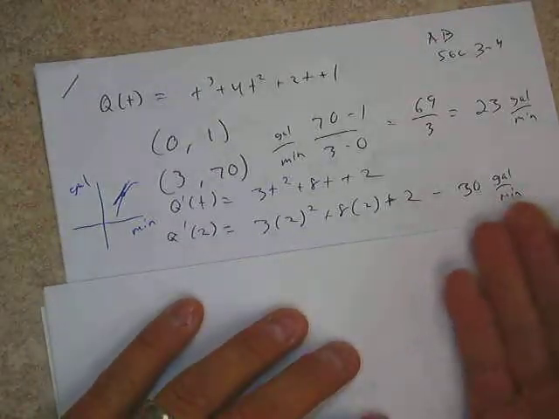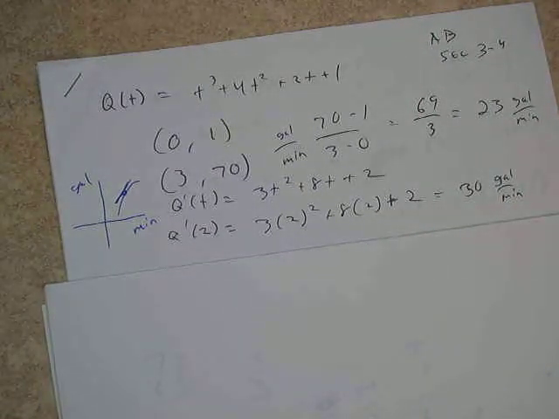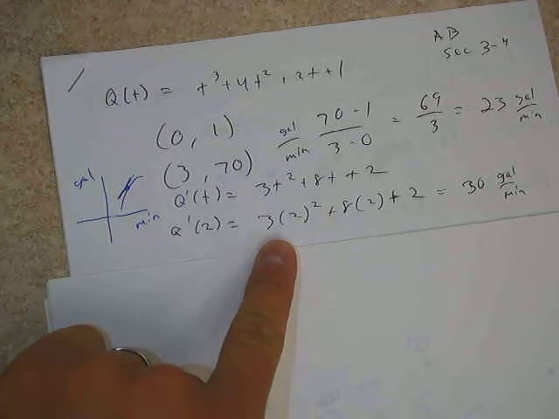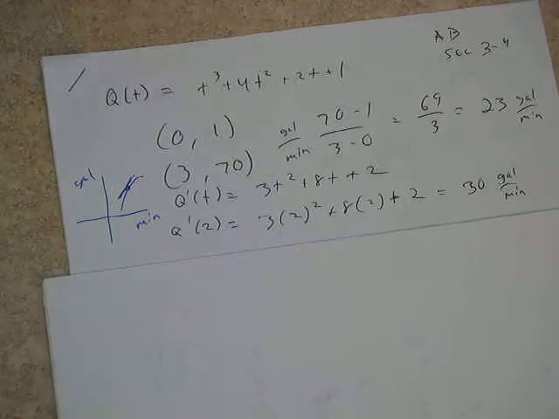And in this particular situation, it's telling us the rate of change for the water flow here. How much water is going into the tank at a rate of 30 gallons per minute at that particular time. And we can figure that out at any particular time because we have the derivative now. All right. I want to look at the next problem.